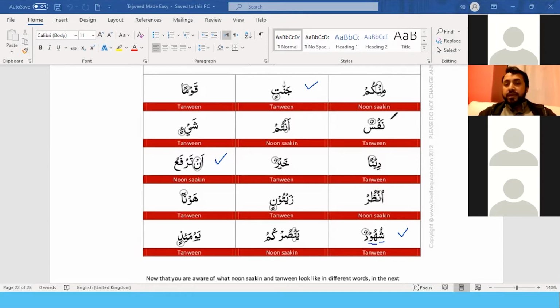So when we're looking at the examples here, this is an example of Nun Sakin, and this is an example of Tanween. Like I said, they all hold exactly the same value. When I elaborate more about the rules of Nun Sakin, like when to do Ghunna and when not to do Ghunna, you will see that the rule is actually for Nun Sakin and Tanween. They both hold exactly the same value. Do we have any questions, guys?